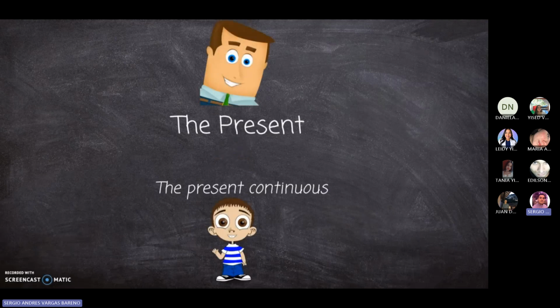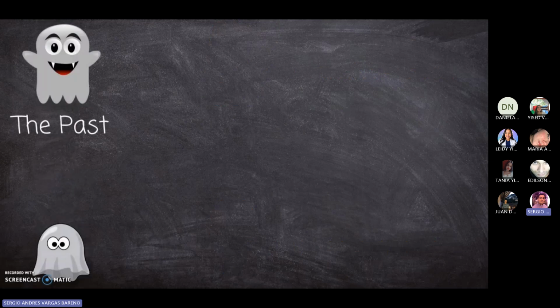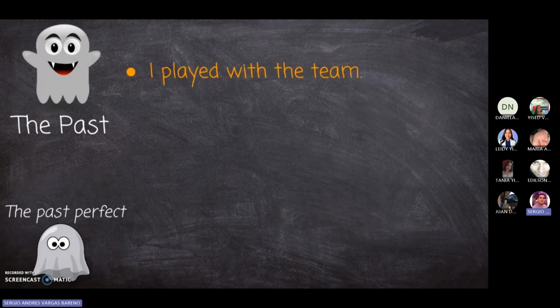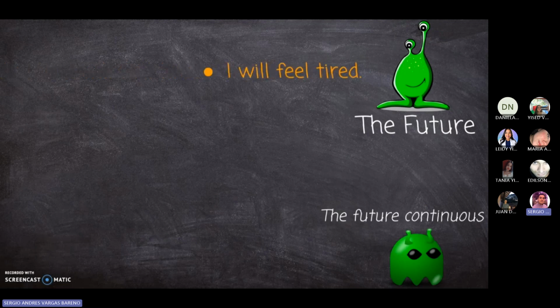The present tense has a little brother called the present continuous. While the present tense would say, I walk to school, the present continuous would say, I am walking to school. The past tense has a little sister called the past perfect. The past tense would state, I played with the team, while the past perfect would state, I had played with the team. The future tense is related to the future continuous. The future tense, I will feel tired, would be altered to, I will be feeling tired by the future continuous.